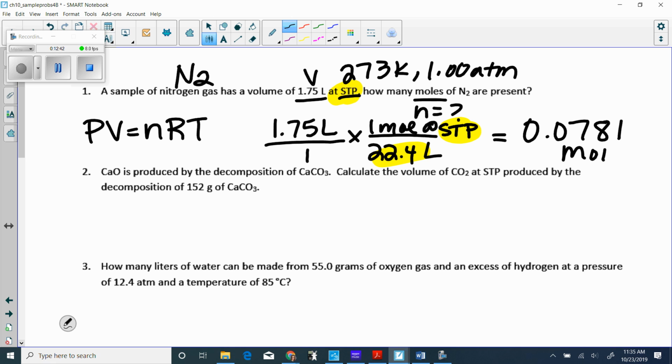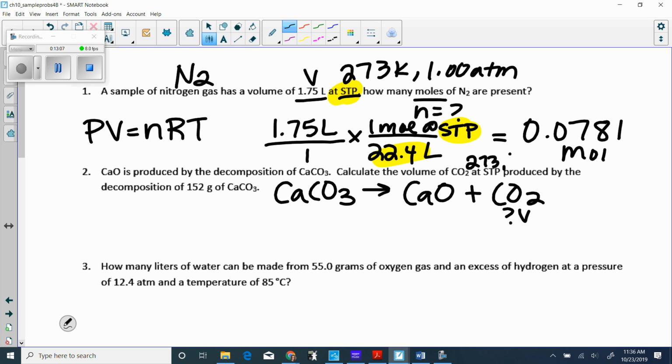A real one. Calcium oxide is produced by the decomposition. Decomposition means we're breaking it down into calcium oxide. Calculate the volume of CO2. Remember, carbonates always make carbon dioxide. So we're trying to find volume here. We're at STP, so we have 273 and 1 atm. And it says produced by the decomposition of 152 grams.